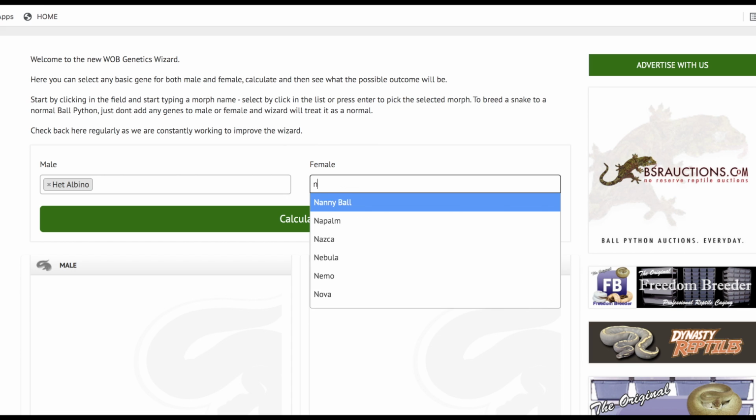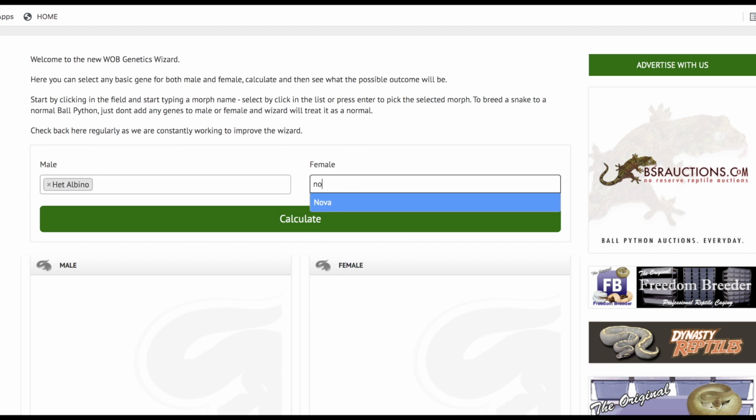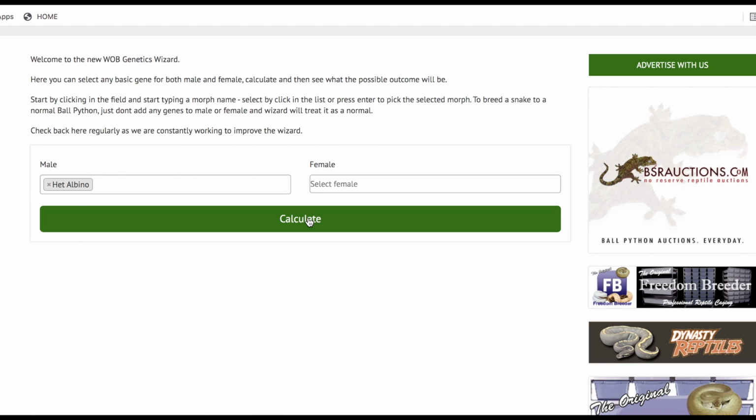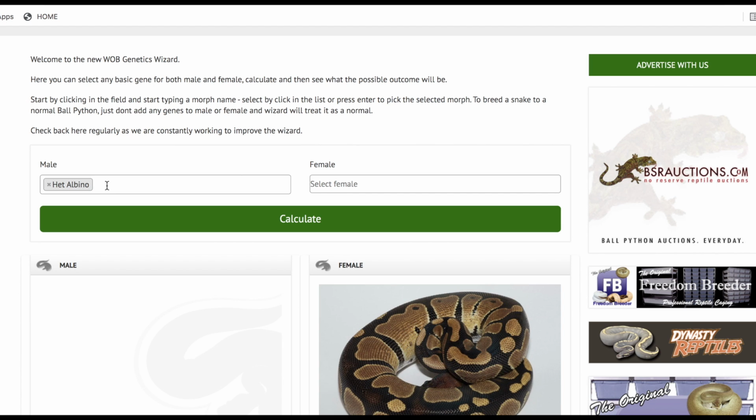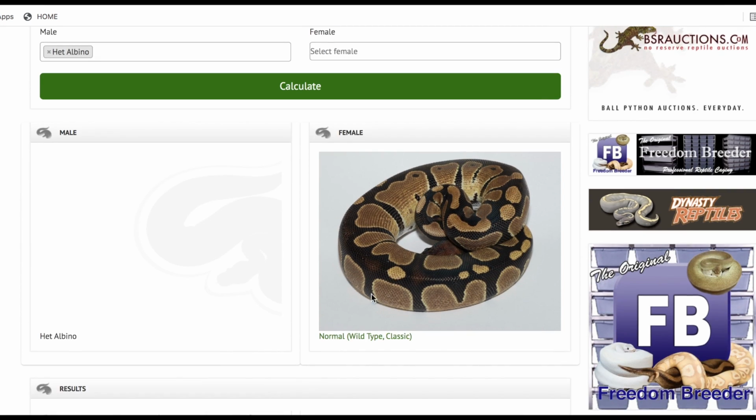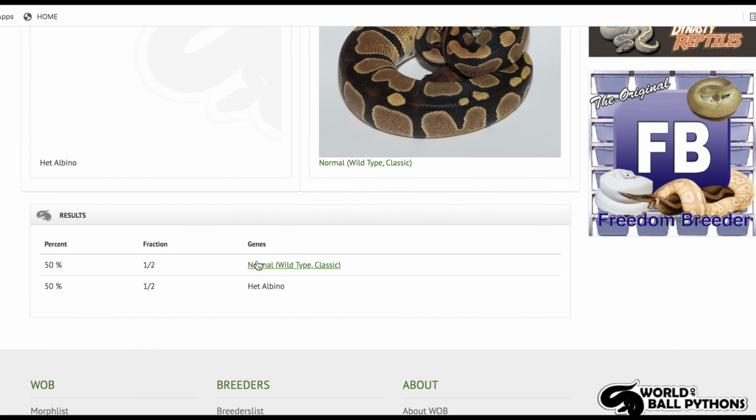And then I'll just show you this, going back to it to kind of wrap everything up. If I leave it blank, it should just calculate it as normal. Male het albino, so normal, but it's carrying the albino gene with a normal female, as you can see here. Half will come out normal, half will come out normal with het for albino.